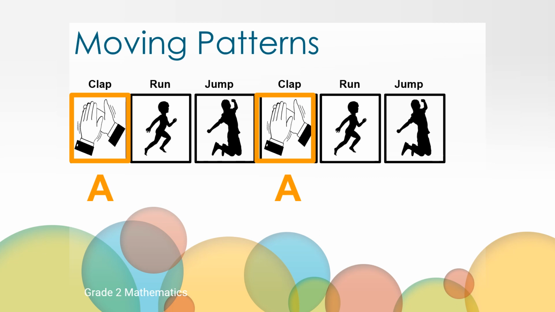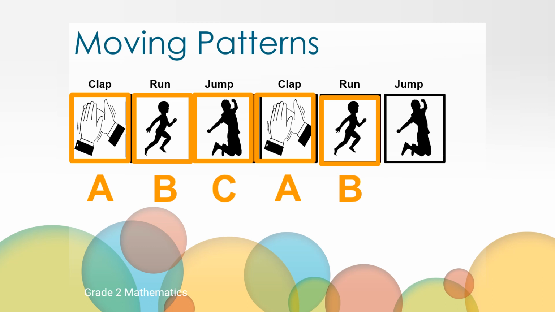Then we will label the next unit or movement in our pattern, the running in place. We will label it letter B. And each time we see the running movement, it will get the same letter B. Finally, we will label all of the jumping movements the same letter. We'll give them letter C. You may follow along by writing this pattern down on your paper.